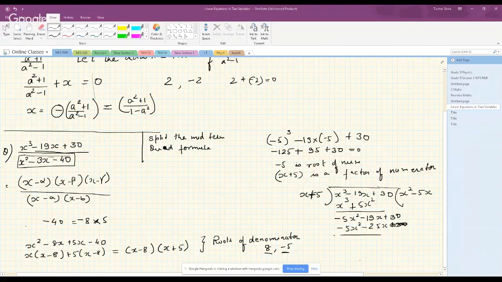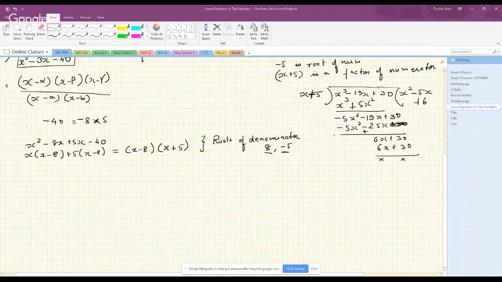Yeah, so hence what happens now? You have plus here, so 25 minus 19 is 6x plus 30. And this is nothing but plus 6. So you'll get 6x plus 30. Perfect. So this goes. So what do we see? We see another factor which comes up, x square minus 5x plus 6.